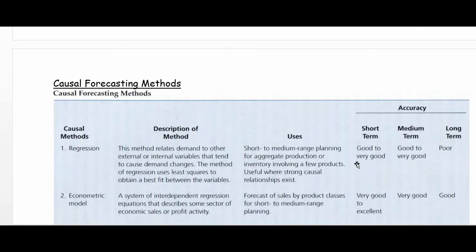Causal forecast. And I'll tell you, on quiz questions and exam questions, I oftentimes like to change that from causal, which means what causes something, to casual. So pay attention to that word right there. Make sure you read it and not just glance over it.